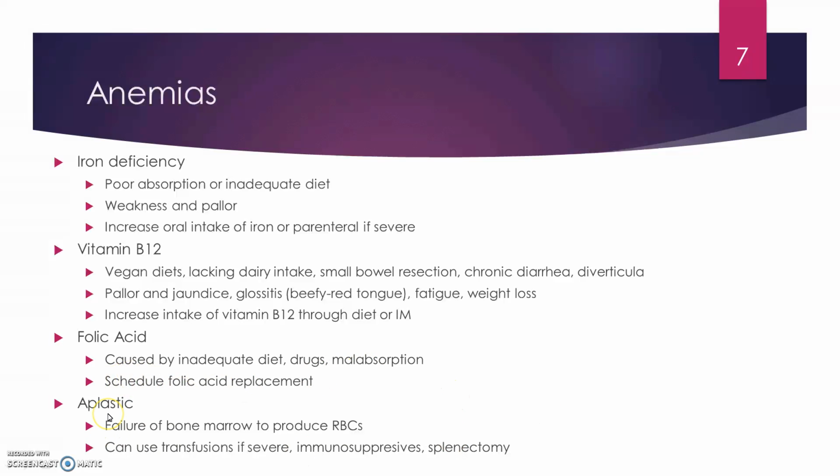And aplastic. Aplastic means that it's not being produced. So the big thing with this is we want to figure out why they're not being produced and then fix that cause. The other thing, it could be a cause of your spleen as well. So maybe the RBCs are actually being made, but maybe they're getting all destroyed by the spleen. And so you might have to take out the spleen as well.